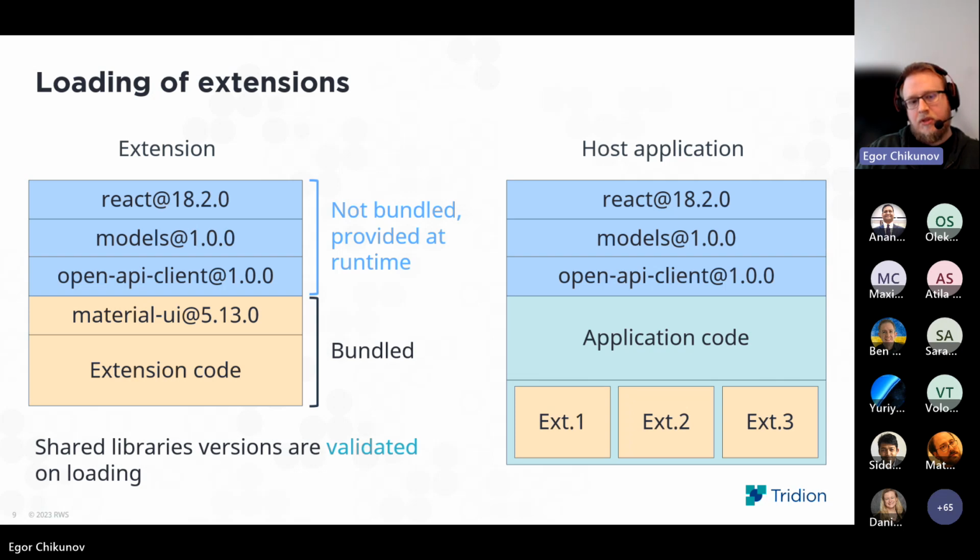And so what happens is when we load, let's say, extension 1, we're going to provide React, models and OpenAI client from the host application, shared from the same memory, while everything else is going to be bundled in the extension itself. So this way, you can use any other library. It's going to be bundled together. But for the ones that are provided, you have to use the versions that are right now inside the host application.